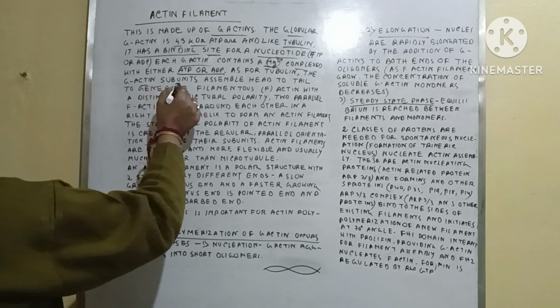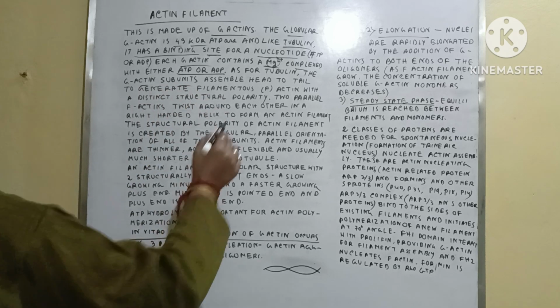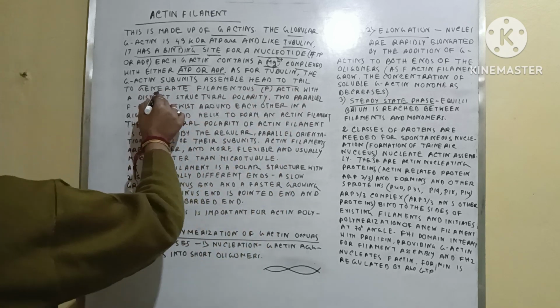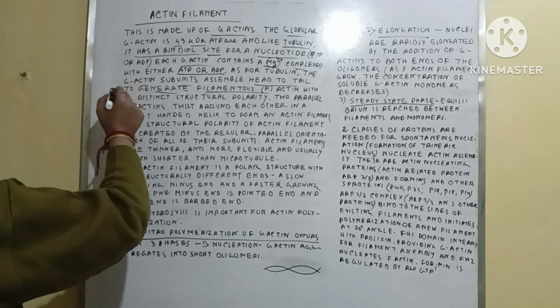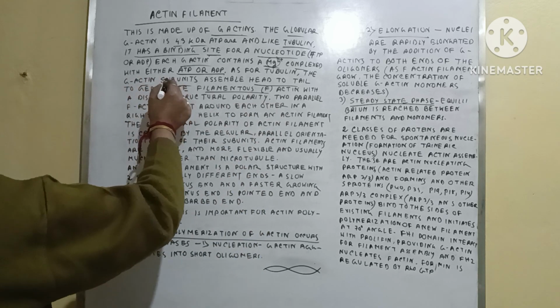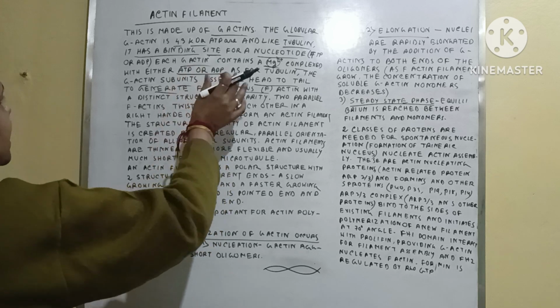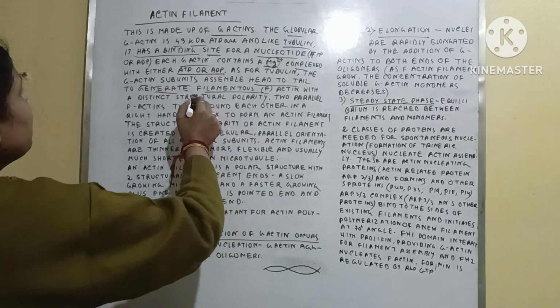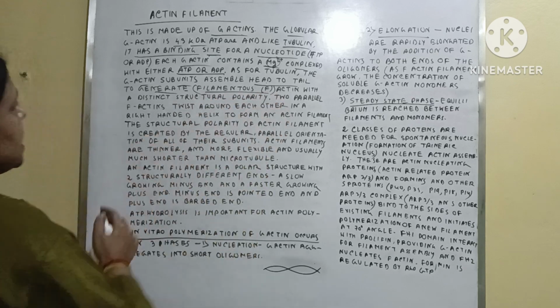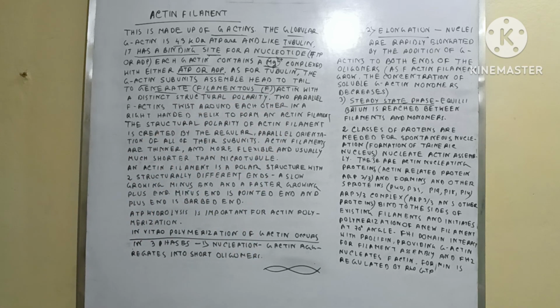The G actin subunits assemble head to tail to generate filamentous F actin. When G actin subunits, that means small G actins, all bind with each other from head to tail, then filamentous F actin is formed. But it has structural polarity. Structural polarity means one pole is minus and another pole is plus.